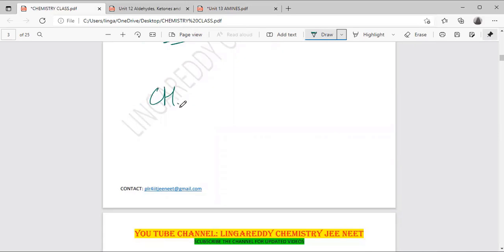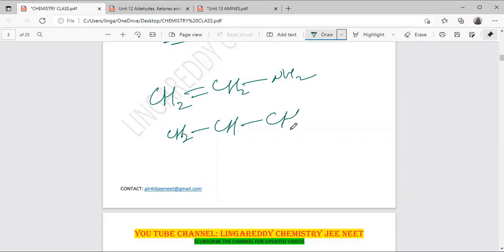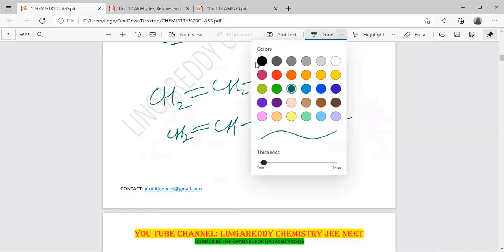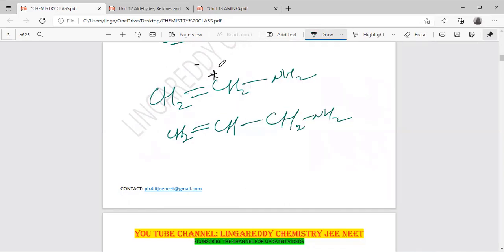Next, CH2 double bond CH2 NH2 is there. So here, this carbon is called vinyl carbon. Vinyl carbon attached with amine. So vinyl amine.